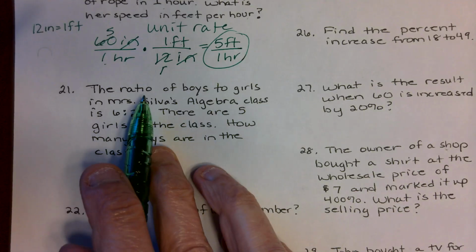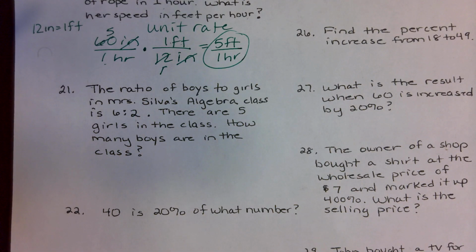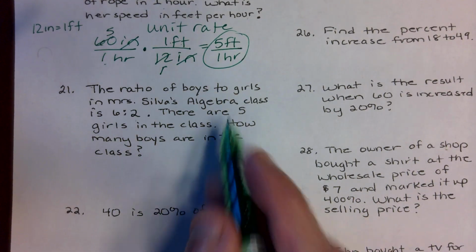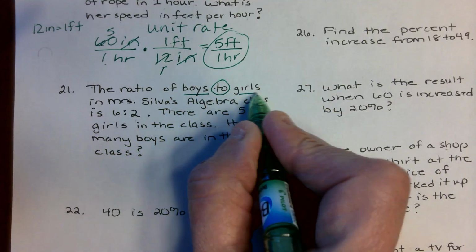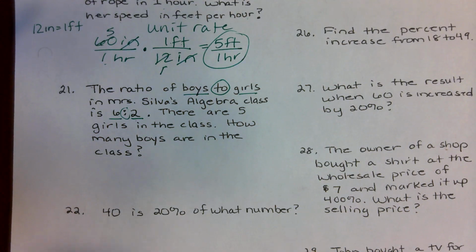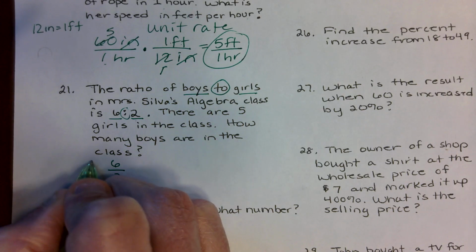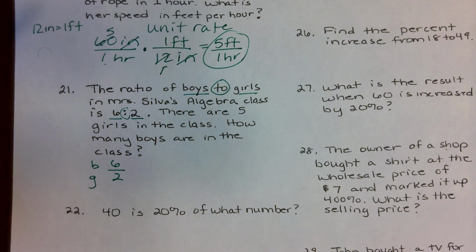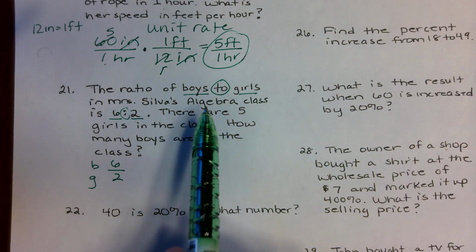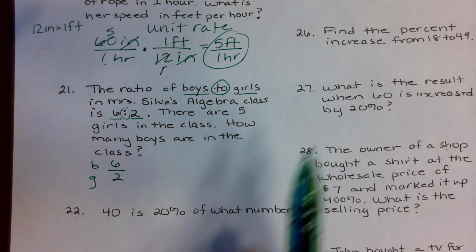Next, the ratio of boys to girls in Mrs. Silva's algebra class is 6 to 2. Okay, first of all, if I'm going to give you a ratio, somewhere in there I said what represents what, and it's right here. Boys to girls. Boys to girls. So I'm going to put that in a fraction form. And B for boys and G for girls. And there's 5 girls in the class. So this is just the ratio. That's not saying there's 6 boys and 2 girls in the class. That's the ratio. Now it's saying there's 5 girls in the class. How many boys are in the class?